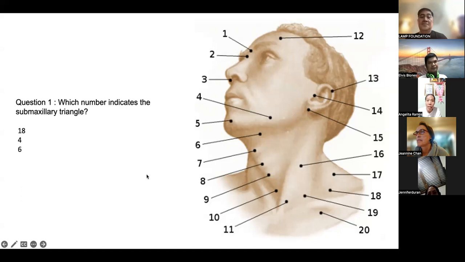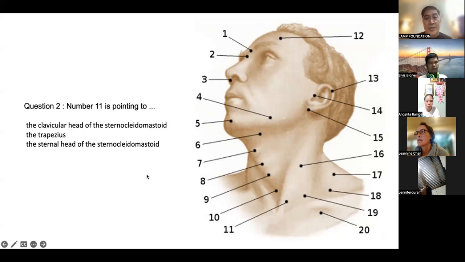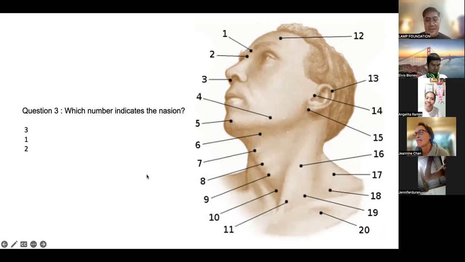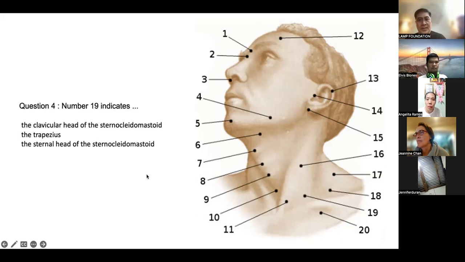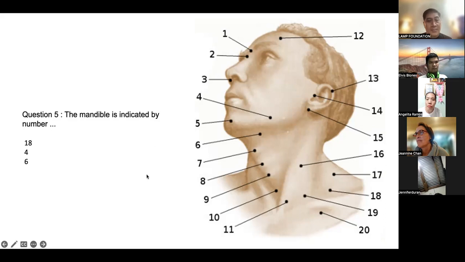This is 3. Tama po ba? Yes. Which number indicates the submaxillary triangle? Number 6, Doc. Great. Number 11 is pointing to what? Number 11 is pointing to the sternal head of the sternocleidomastoid. Okay, ano yung dalawang heads ng sternocleidomastoid? Clavicular head and sternal head. Tama ba, Doc? Which number indicates the nation? The nation is number 2, Doc. Great. Number 19 indicates what? The clavicular head of the sternocleidomastoid.